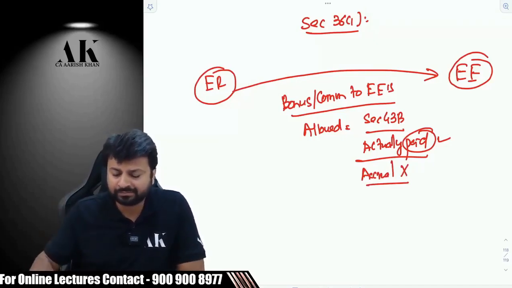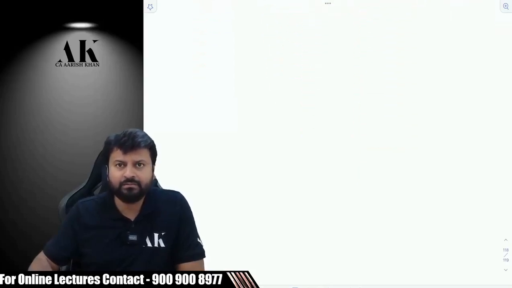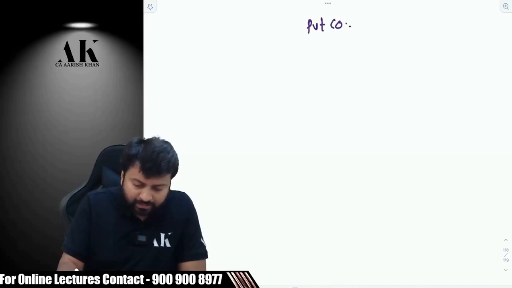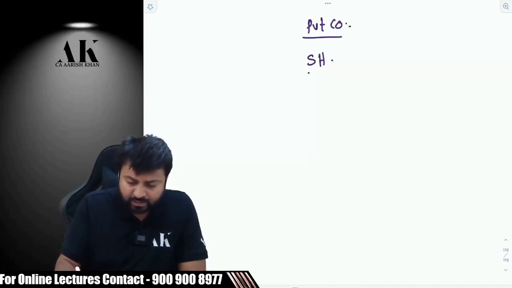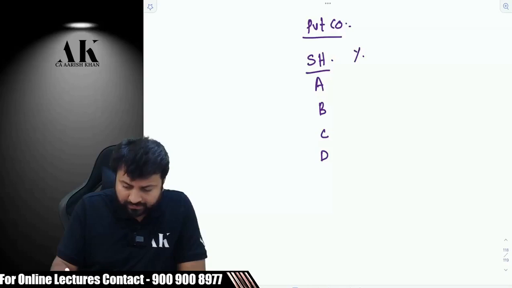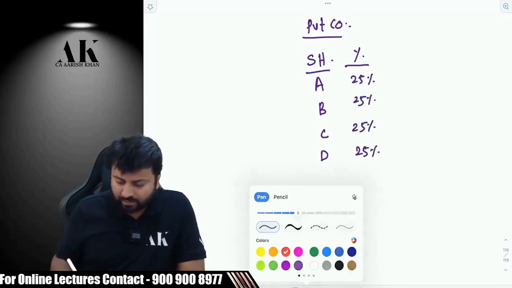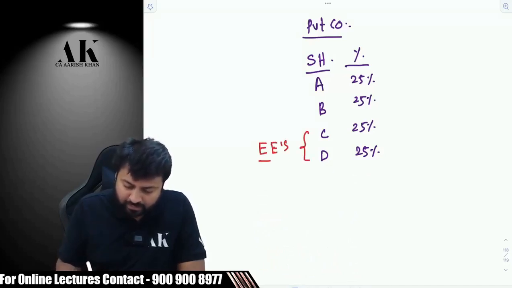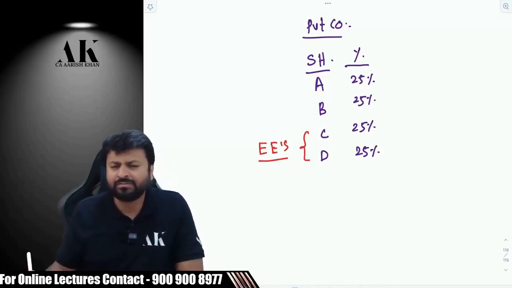Okay. Now listen carefully. How a private company used to manipulate this provision. Listen carefully. Private company. There is a private company over here in which there are 4 shareholders: A, B, C and D. All of them are equal shareholders. 25% shareholding each. Now out of these 4 shareholders, C and D were employees also. They were also employees along with being shareholders. Is it possible? Yes, they were employees along with being shareholders.